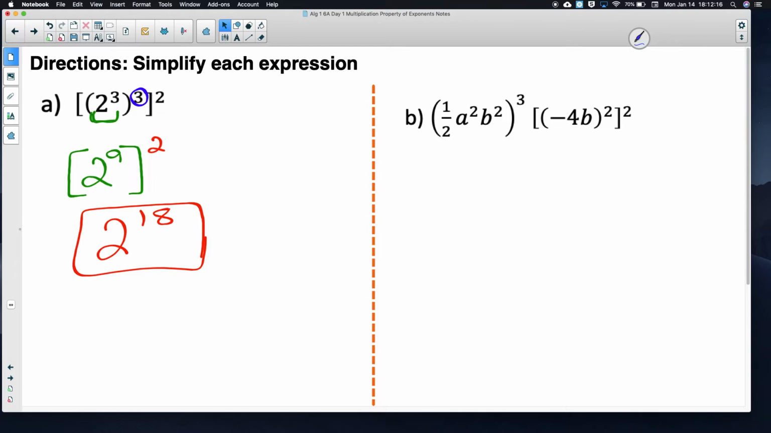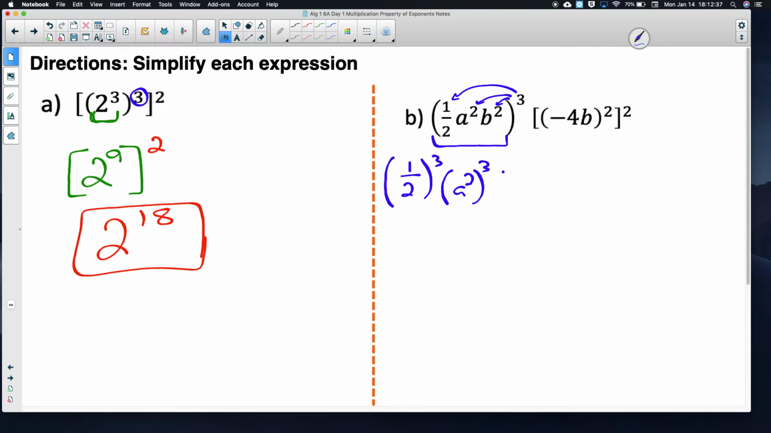I've got this expression right here, 1/2 a squared b squared raised to the 3rd power. What I need to do is apply that 3rd power to everything going on inside those parentheses. So I'm going to have 1/2 raised to the 3rd power, a squared raised to the 3rd power, and b squared raised to the third power.